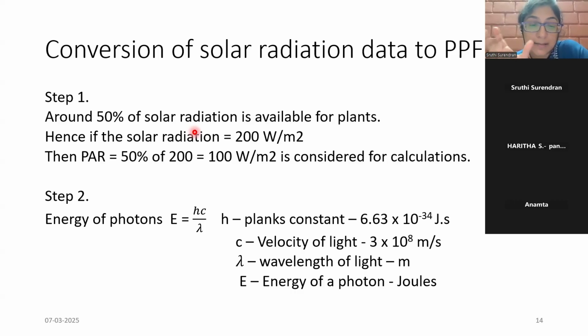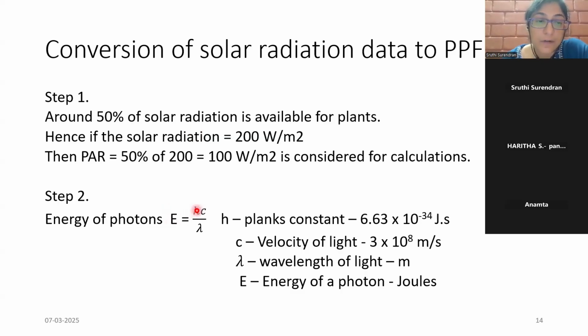So when visible light is available to plants, it doesn't take up the entire visible energy that is available to it. Instead, it only takes around 40 to 80% of the solar shortwave radiation that is available to it. So first if we have the data, we will only consider half of that data. If we have 200 watt per meter square as the data available to us, then we will only consider around 45 to 50% of the data for estimation. So here say it's 200, then we take only 100 watt per meter square.